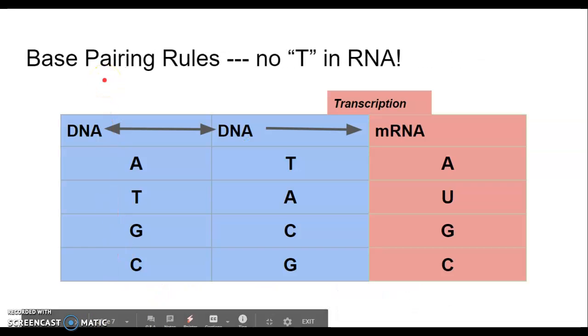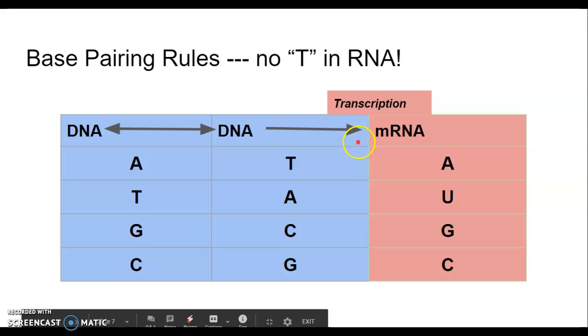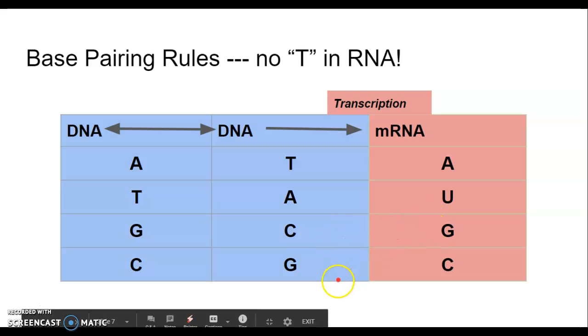So we have some new rules here. There is no T in RNA. So when you go from DNA to DNA, our base pairing rules were A and T, T and A, G and C, C and G. But when you do transcription, when you go from DNA to mRNA, the base pairing rules become T pairs with A, A pairs with U, C pairs with G, and G pairs with C. So right here is the difference.